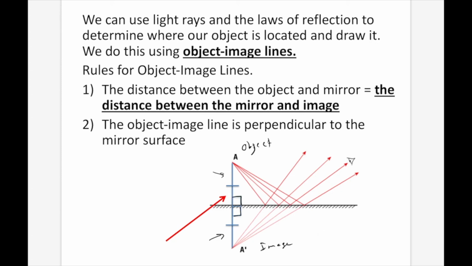So all we're going to do is take a point on the object, measure its distance to the mirror, say it's 10 centimeters, and I'm going to draw the exact same line going from the mirror on the other side, making sure they're both perpendicular to the mirror surface.